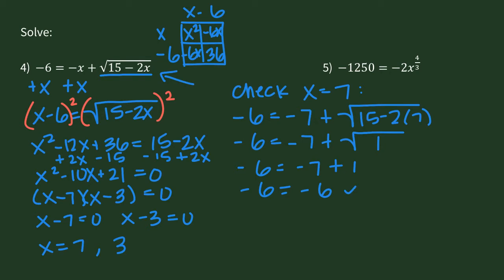So plugging in 7 worked. It was a solution. So now I'm going to plug in 3 and see if that works. So I'm just going to go back to the beginning and erase the 7 and make it a 3.